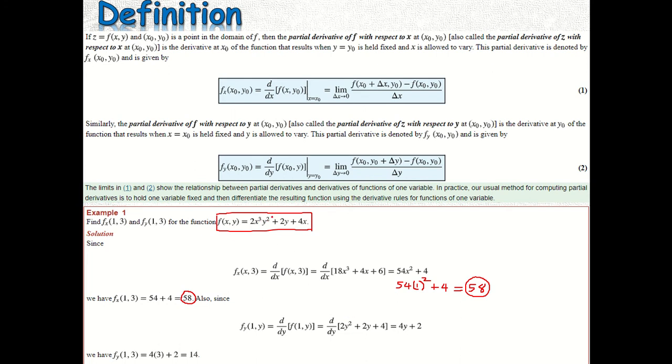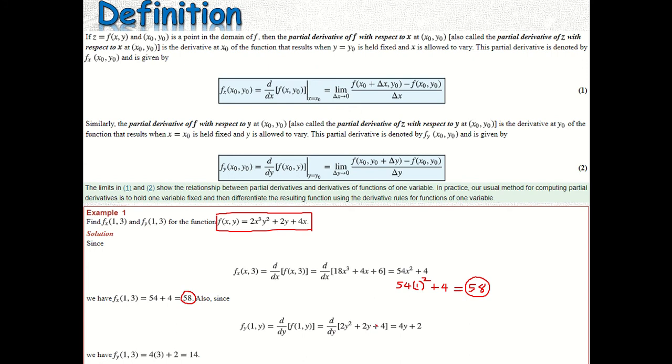Okay, then 2y, so you just copy 2y. Then 4 times x, where x is equal to 1. So 4 times 1 is equal to 4. So that's why we have here 4. Okay, and then that's the time you differentiate using the normal differentiation.